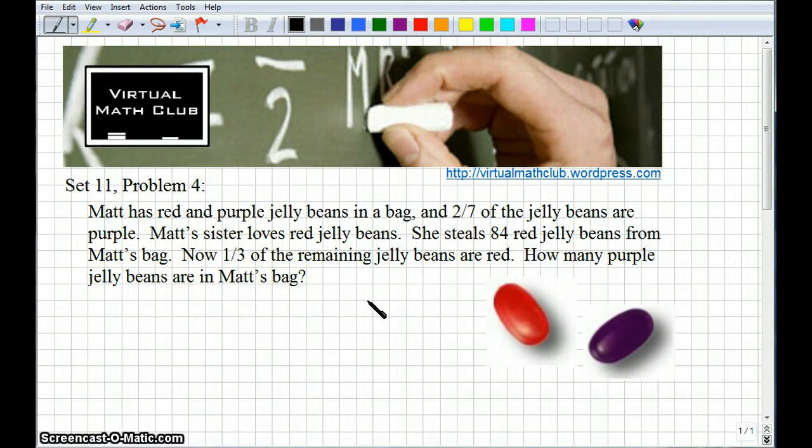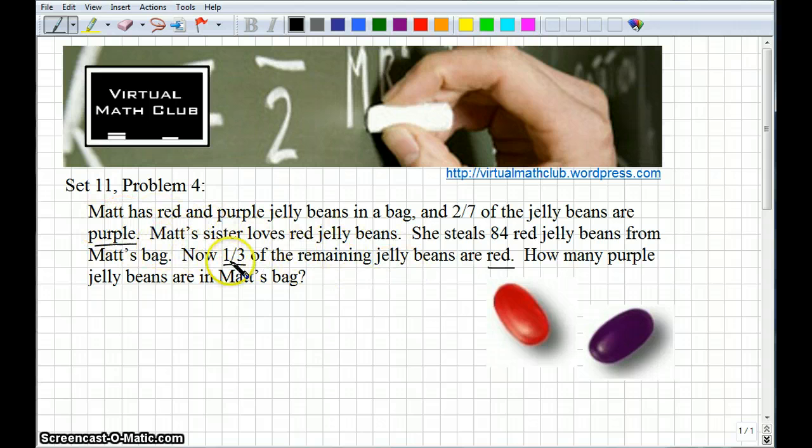In problem number 4, Matt has red and purple jelly beans in a bag, and we're told that 2/7 of the jelly beans are purple. Matt's sister loves red jelly beans, and she steals 84 of his red jelly beans from his bag. After that, we're told that 1/3 of the remaining jelly beans are red. Part of this problem is just keeping track of red and purple.